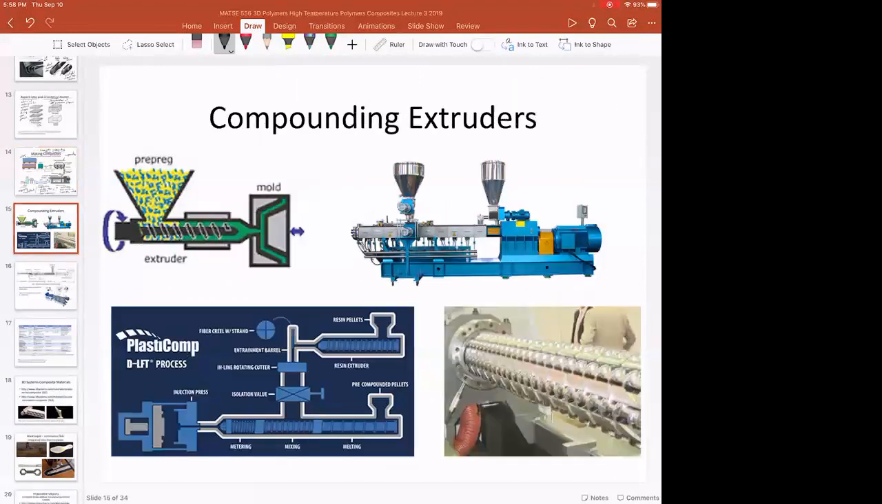These are what compounding extruders look like. Sometimes you see what's called pre-preg. So pre-preg means polymer plus filler that is not cured.